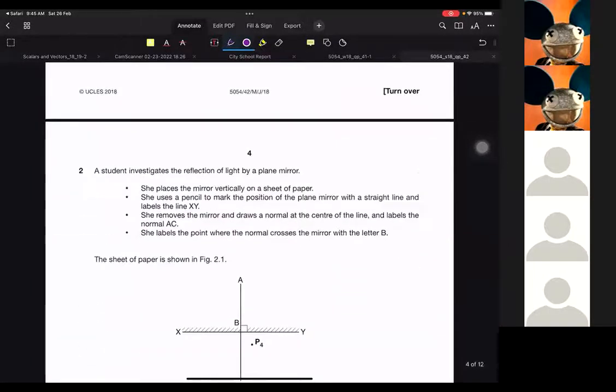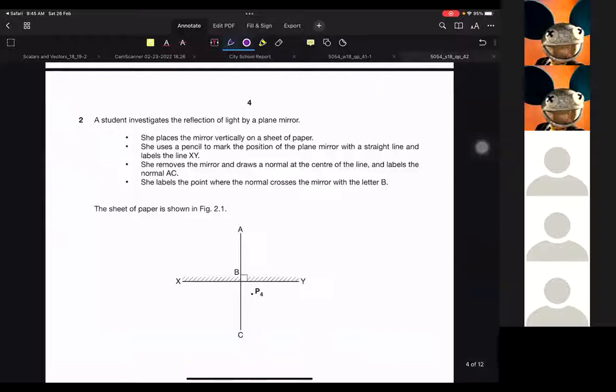The next thing we're going to do is, it says a student investigates the reflection of light by a plane mirror. She uses the mirror vertically on a sheet of paper. She uses a pencil to mark the position of a plane mirror with a straight line labeled XY. She removes the mirror and draws a normal at the center line and labels normal AC. She labels the point where the normal crosses the mirror, letter B.